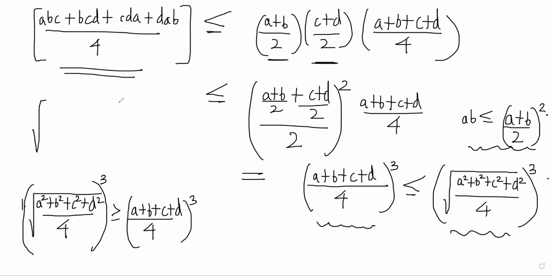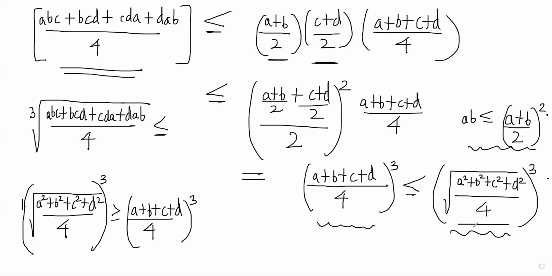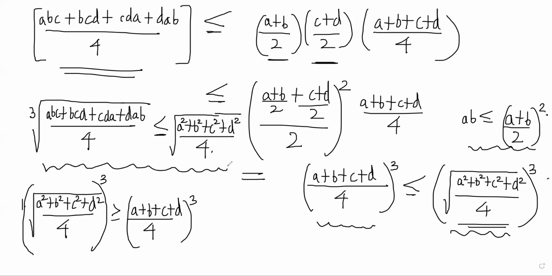What we get is cube root of (ABC plus BCD plus CDA plus DAB) divided by 4. If I take cube root on both sides, it is less than or equal to the square root of (a square plus b square plus c square plus d square) divided by 4. And that is what we needed to prove. This is what we needed to show.